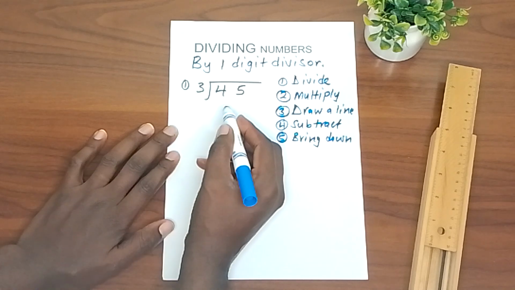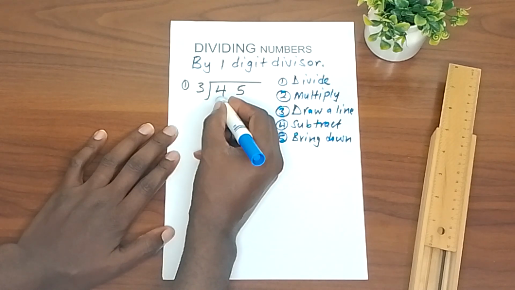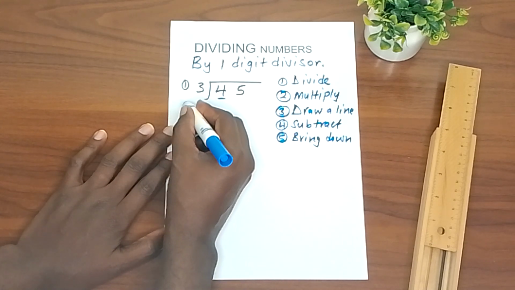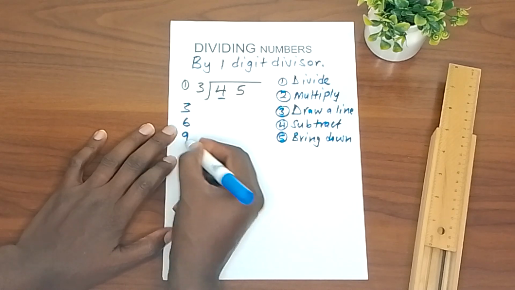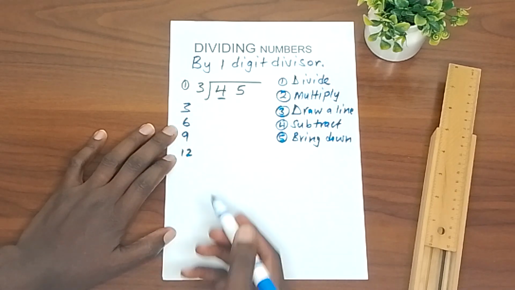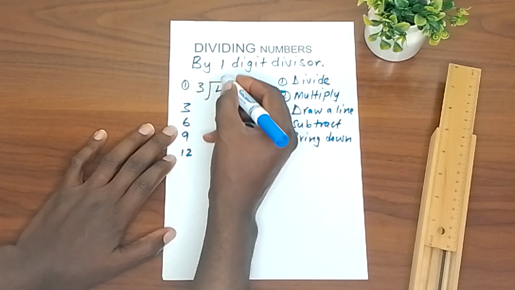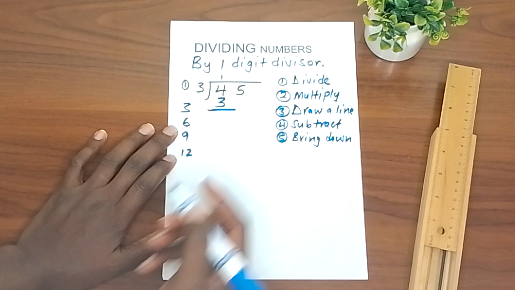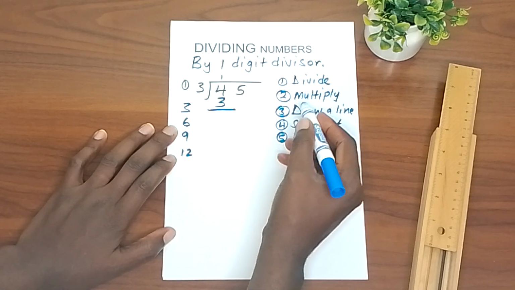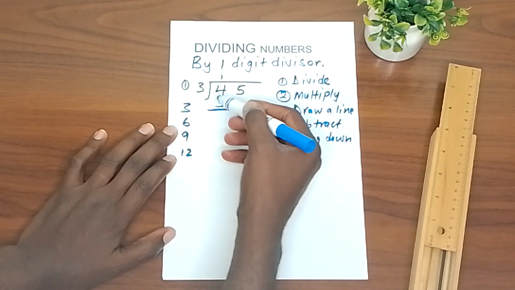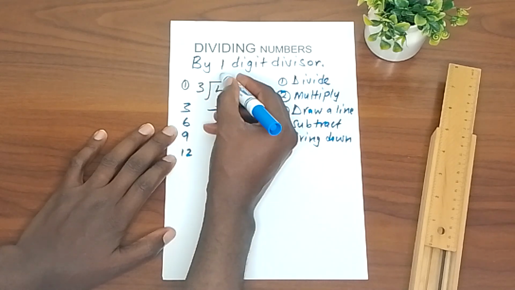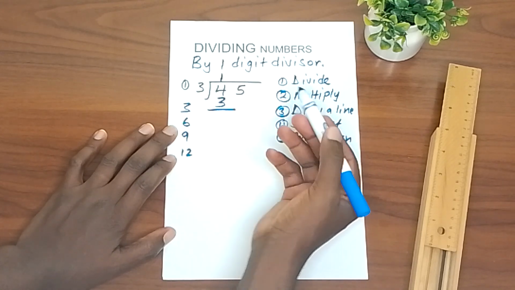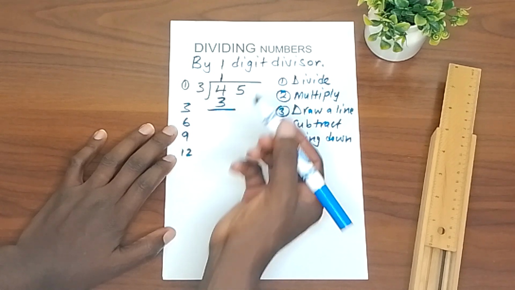We look at the multiples of 3 and see where 4 is. Multiples of 3 have 3, 6, 9, 12. So 3 is 1 time. So we put 1 here and 3 down. Then the first step is to divide. Our answer is 1. The second step is to multiply. 1 times 3 is 3.